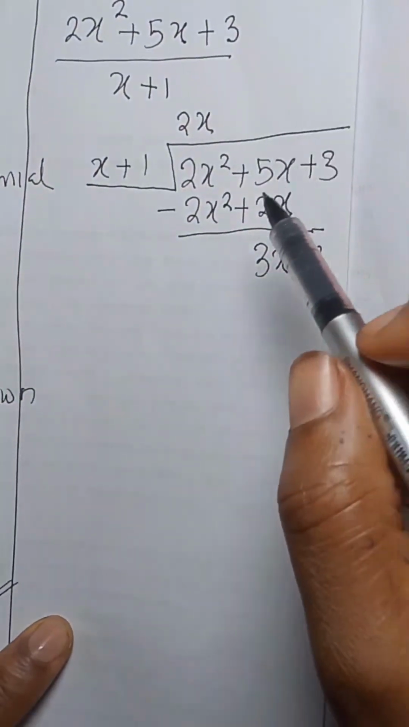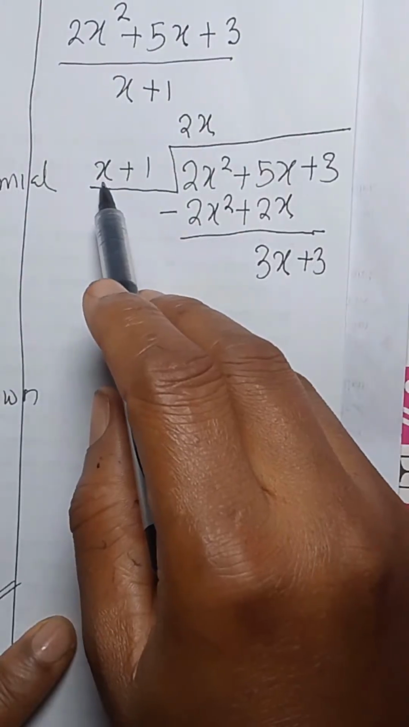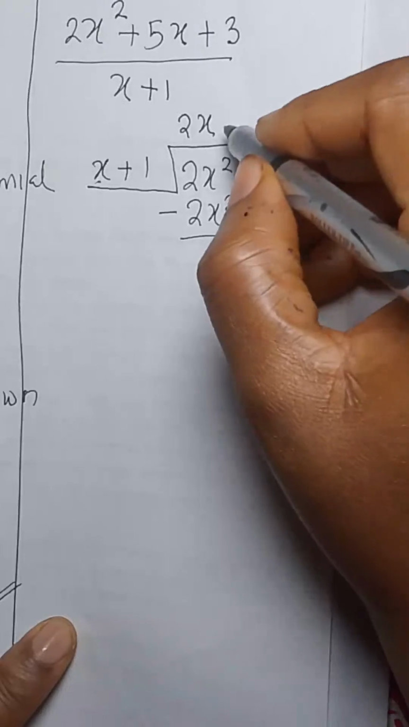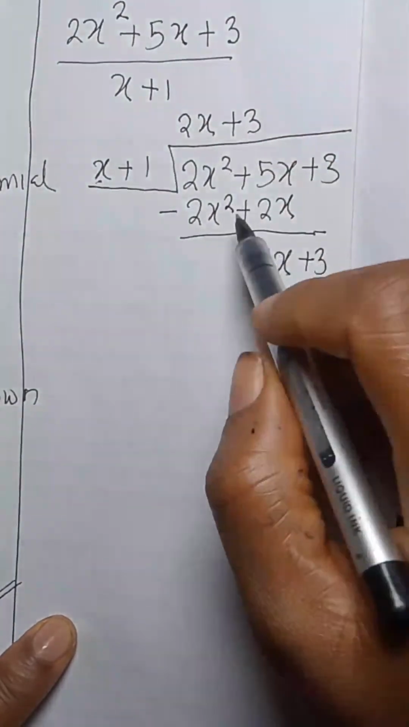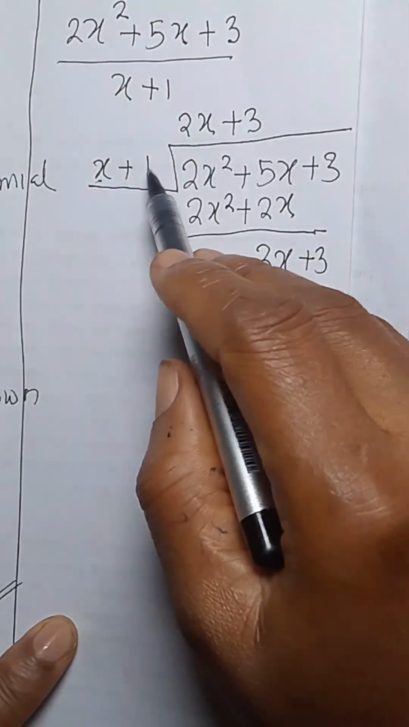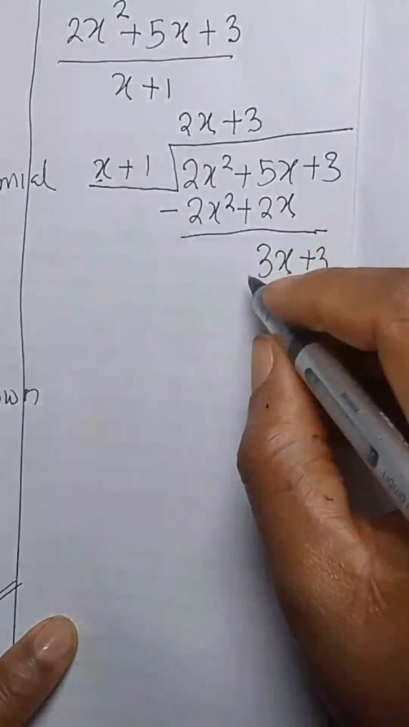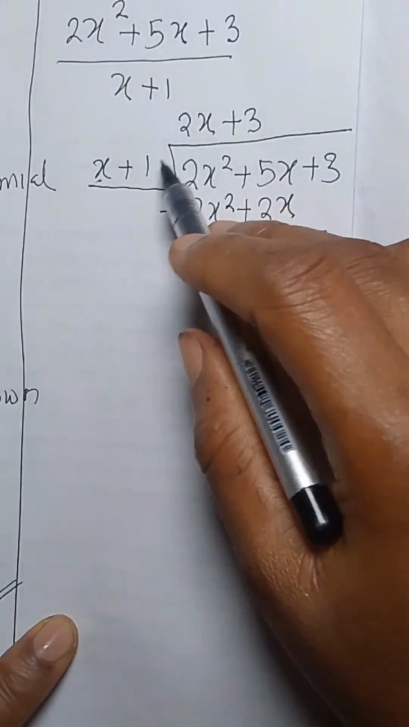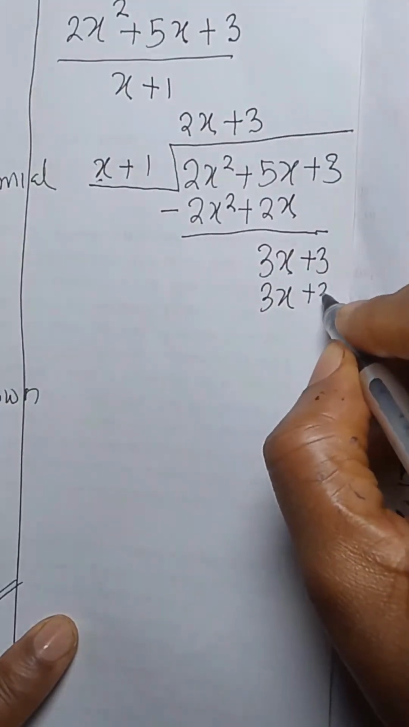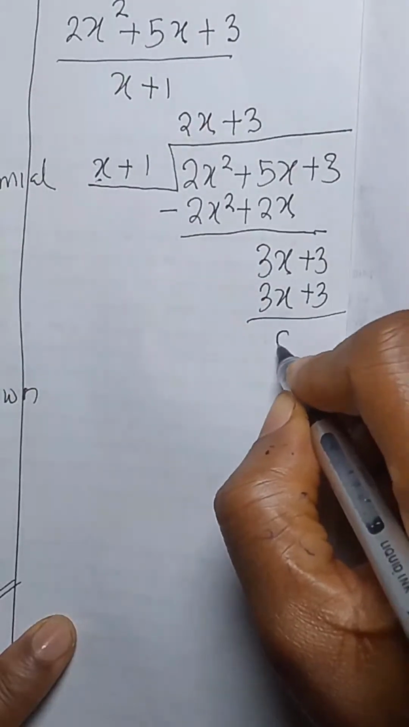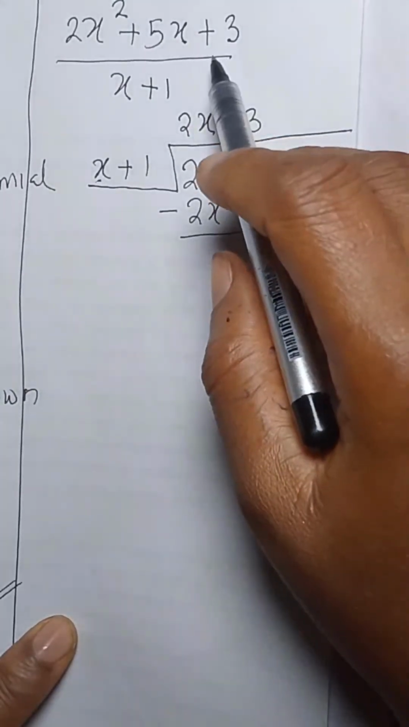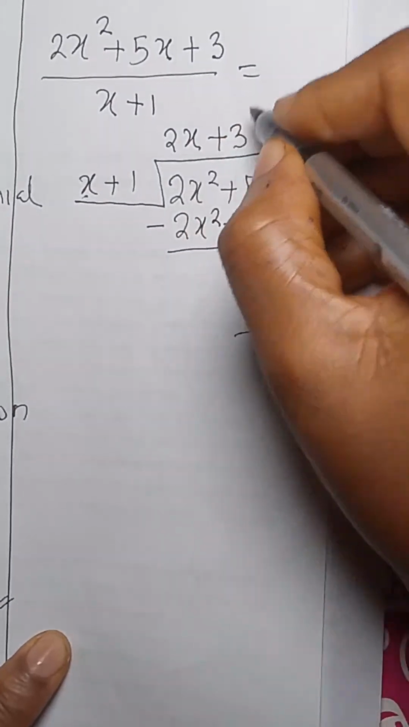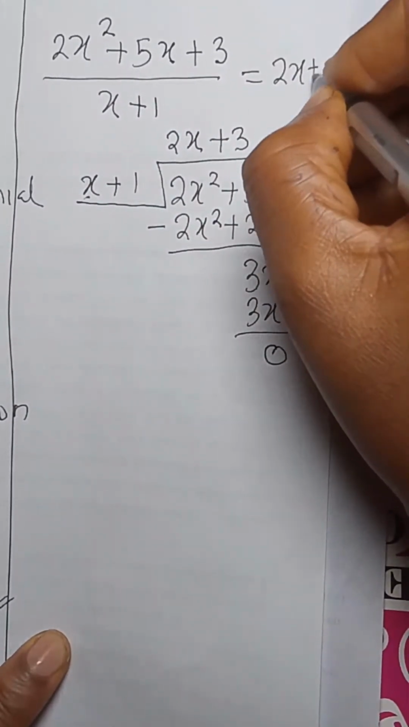Then we are going to divide again by x. Remember, you only divide by this one. So 3x divided by x will give us 3, and that is plus 3. We use it to multiply everything here. So 3 times x will give us 3x. 3 times 1 will give us plus 3. If we subtract, you see that we have 0 there. So for this question we are solving, the solution is what we have here, 2x plus 3.